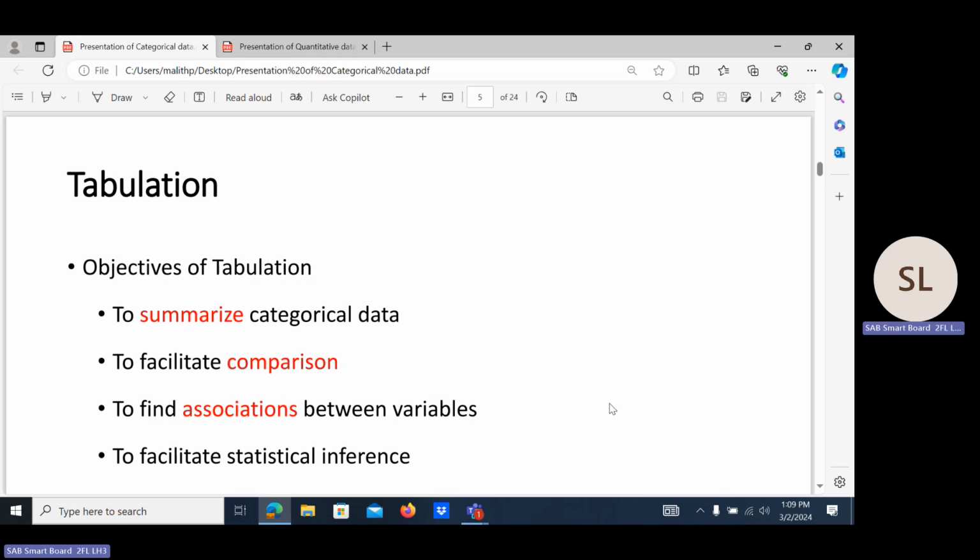Okay, then using the tabular format, we can simplify the complex data. Clear? Okay, then to facilitate the comparison, using the tables, we can do the comparison. We can compare.